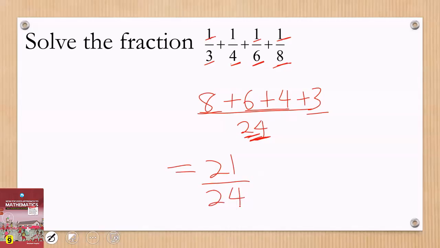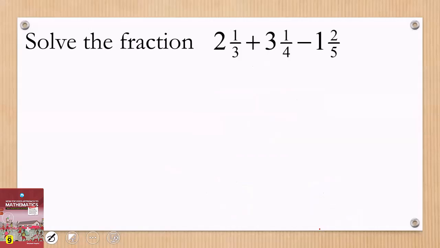Could there be a number that can reduce this to the lowest form? A number that can divide 21 and 24 at the same time? And yes, that is possible. 3 can do that. 3 can divide 21 as 7, and 3 can divide 24 as 8. And that becomes the lowest form we can reduce this to.